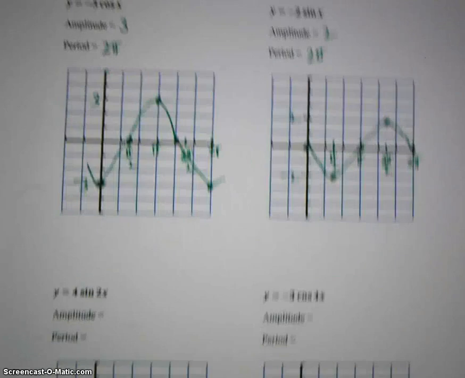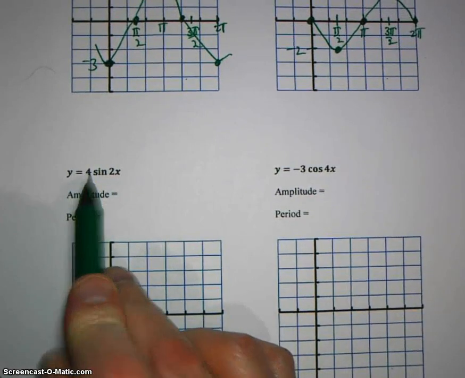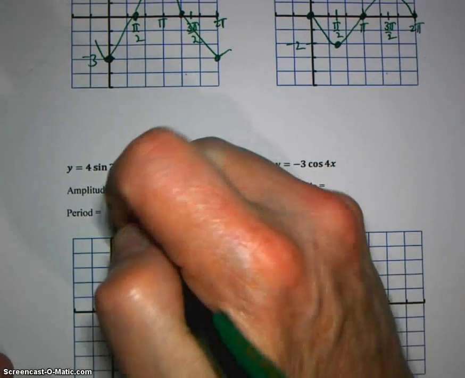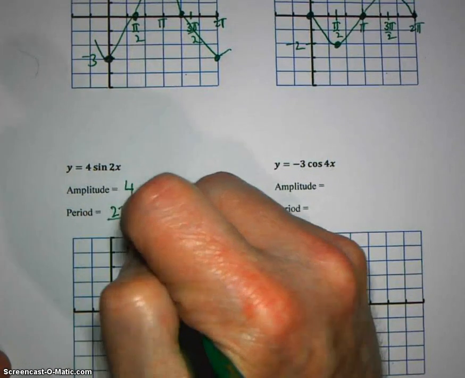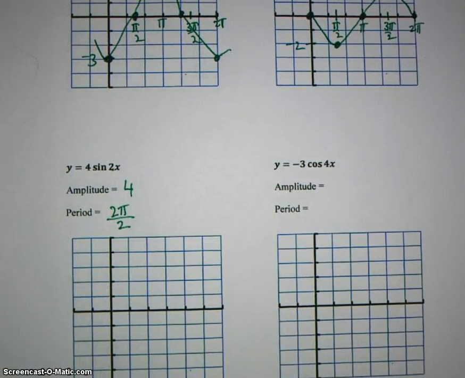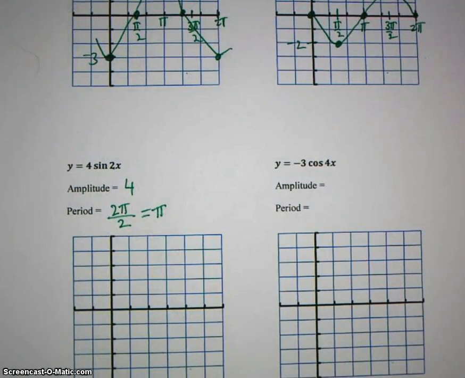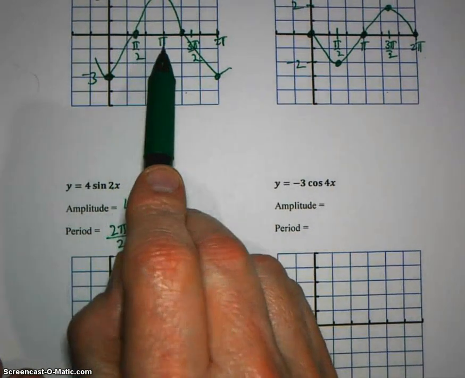Okay, now we're going to get a little bit more complicated, because now not only are we going to change the amplitude to 4, we're also going to change the period. So the period always starts with a 2 pi, and then you divide by whatever that number is right there. The 2's reduce out, and you get pi.